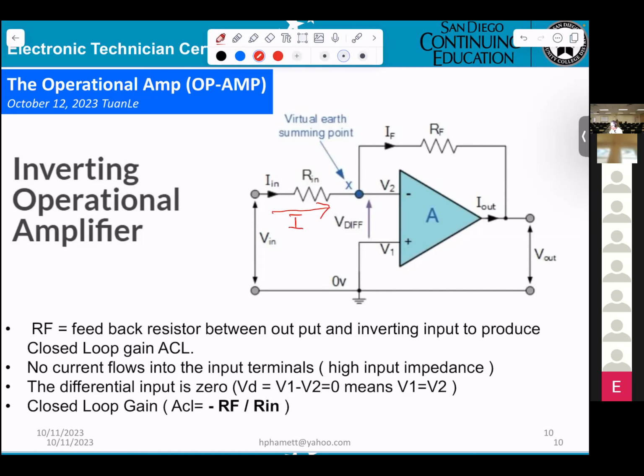This current I, first thing, they can go in here. They can go down here. They can go up here. See how they go. First thing, do they go into the op-amp? No, because it's a very high impedance. Okay, so this cannot go.